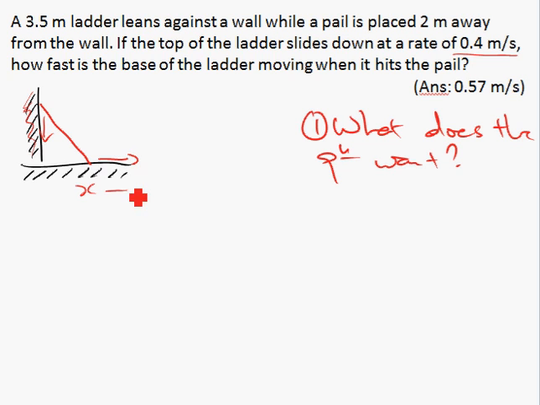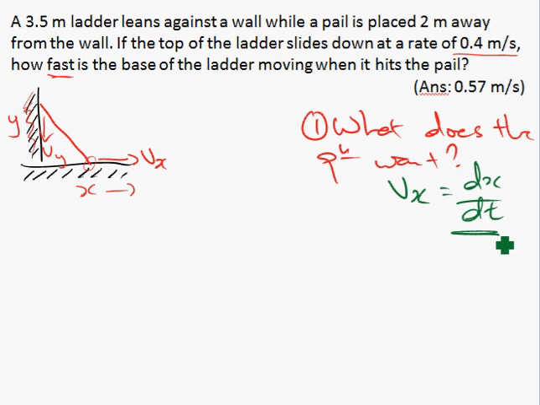If this direction is the x direction, then the speed, see how fast, the speed of this would be velocity in the x direction. Now if this is the y direction, then the speed at which this one is moving down is velocity in the y direction, vy, vx. Okay, that's what we have. So how fast is the base of the ladder moving when it hits the pail? The base of the ladder, this is the base. So what does the question want? The question wants vx, okay, velocity of x, which is also dx dt. If you remember, dx dt is velocity in x direction. This is what it wants.